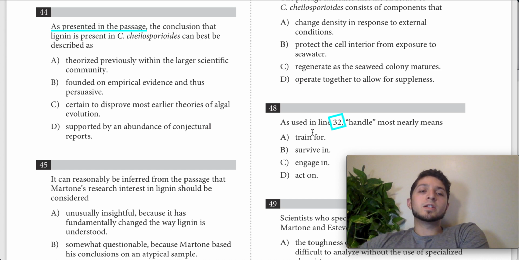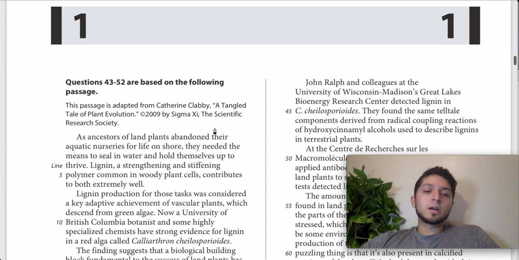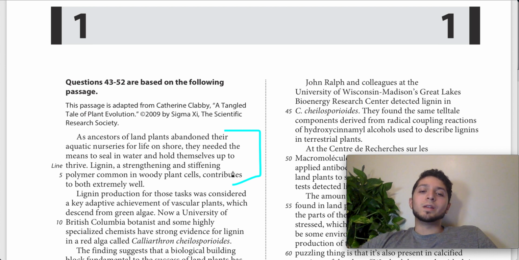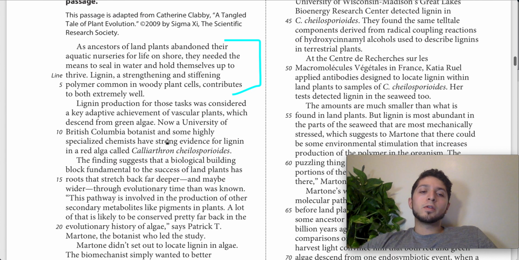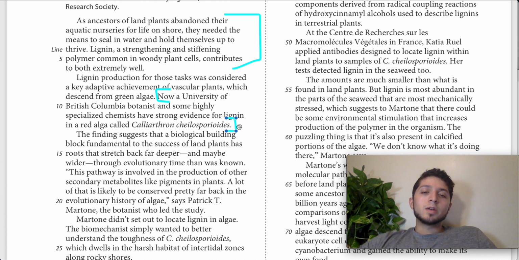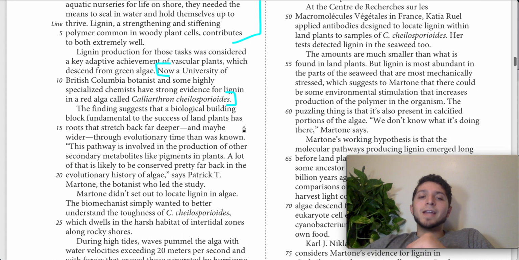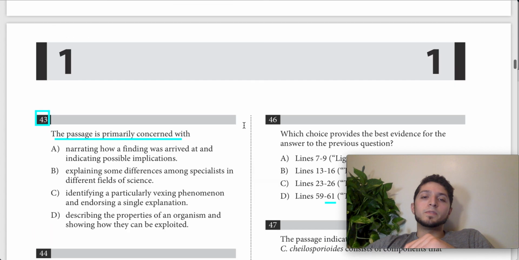So we go back to the passage, and we're looking for this conclusion that lignin is present in this algae. We start up here generally discussing what lignin is and how it functions, and some of the original thoughts. Then it says a University of British Columbia botanist and some highly specialized chemists have strong evidence for lignin in a red algae called this right here. Then it goes on to say this finding suggests, etc. I really think this sentence talks about the conclusion that lignin is present. It may be another sentence, but this one fits all the criteria we're looking for. It's earlier in the text, and it's very specific about the findings and the conclusion that it's present in this algae, so we should keep it.